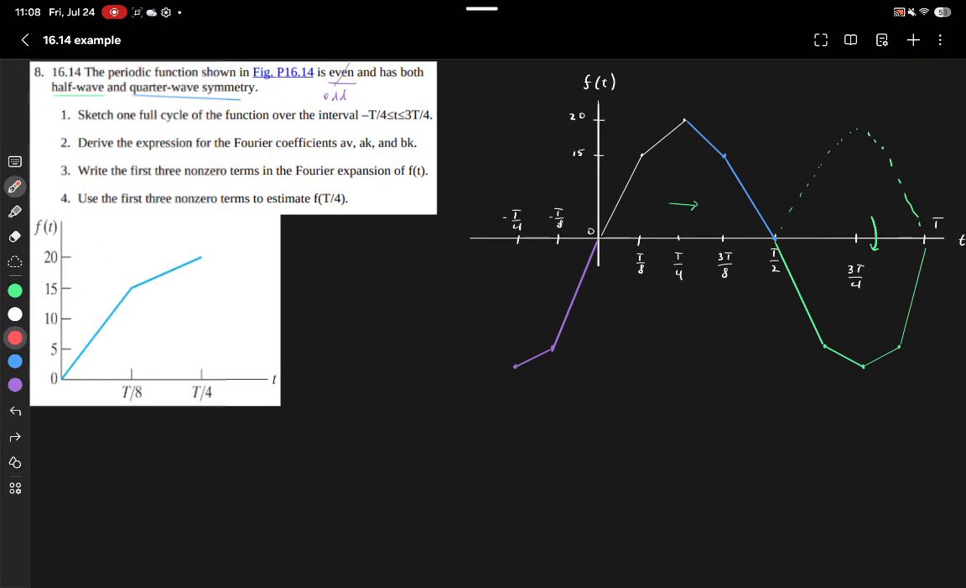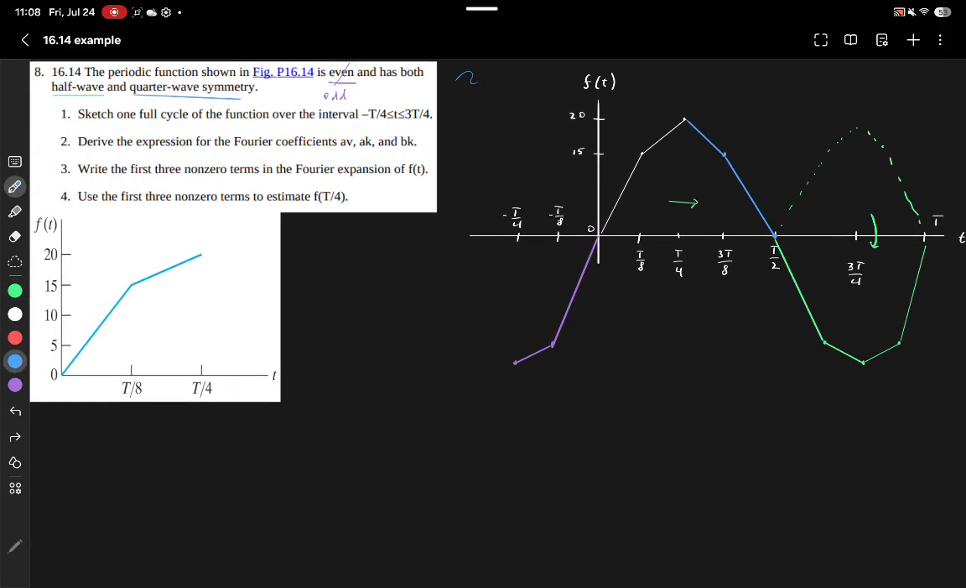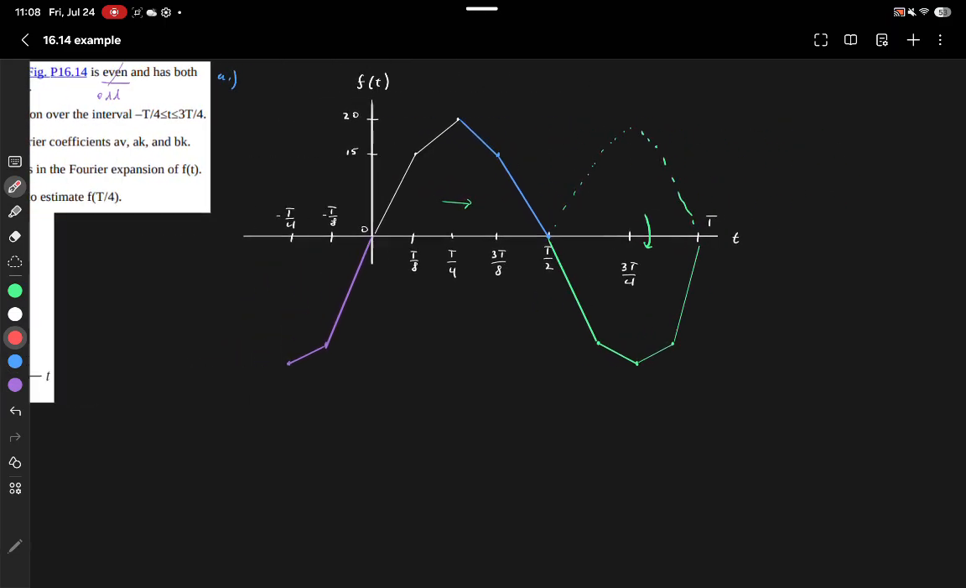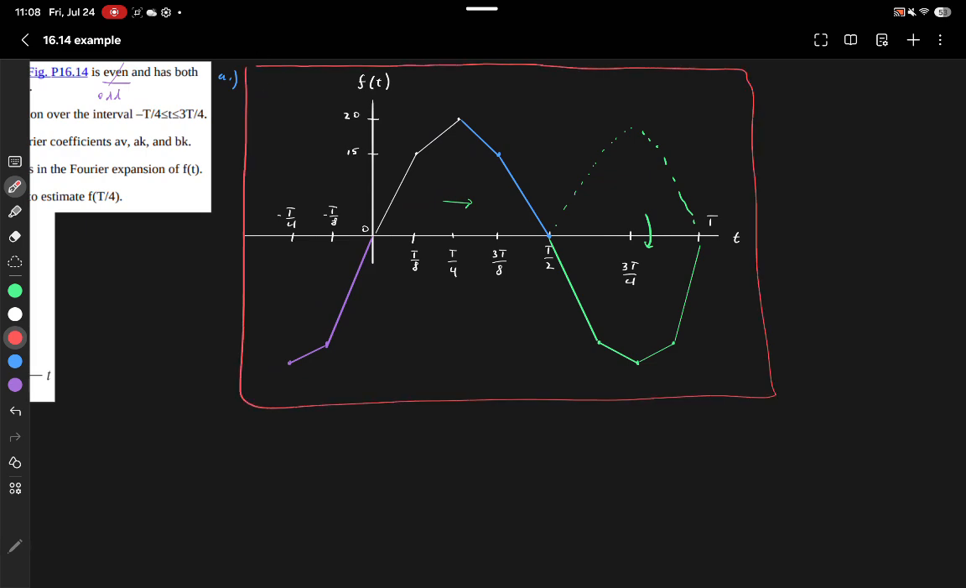So, for part A, I guess we're going to draw a little part A here. For part 1, we have sketched out our function. So, throw a box around that. Very nice.